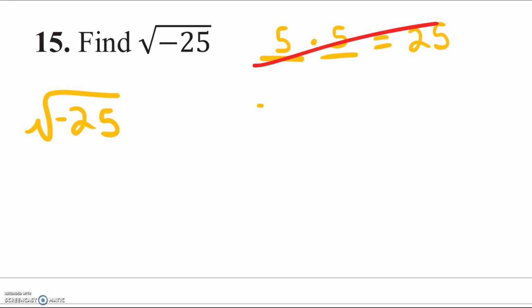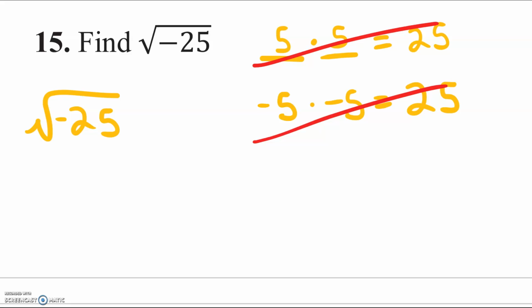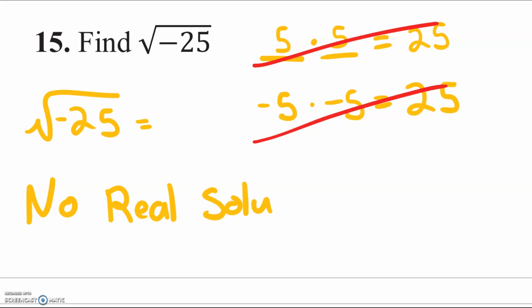What about just negative 5 times negative 5? Oh wait, negative times negative also gives us a positive 25. So again, that didn't work. So remember, in this case, we get no real solution. So there's no real solution when we do the square root of a negative number.